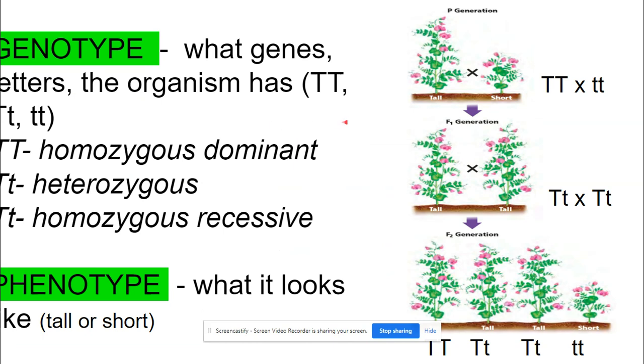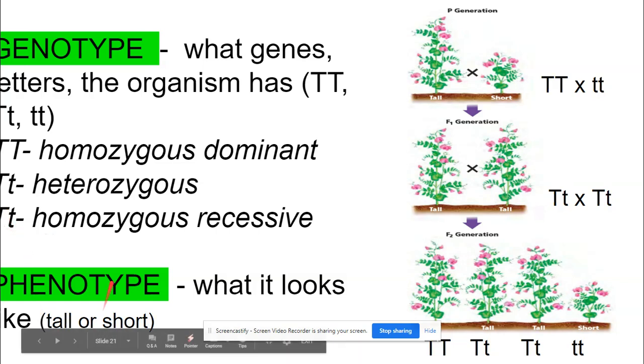So just a recap. Genes are the letters the organism has, like the capital T, the lowercase t, little t. And when you have 2 capitals, we say that's homozygous dominant. If it's a capital and a lowercase t, we say it's heterozygous. And if it's a capital T, lowercase t, I'm sorry, this should be little t. It looks like my autocorrect actually messed that up. So that should be a little t. Homozygous recessive. The phenotype is what it looks like.